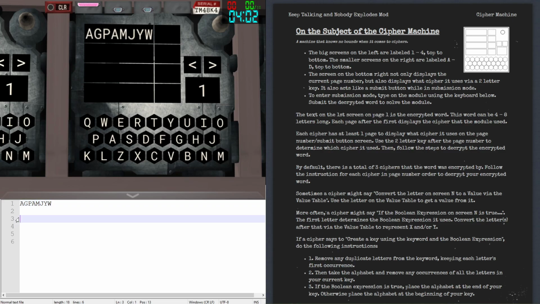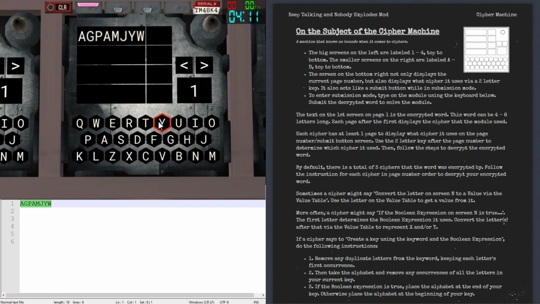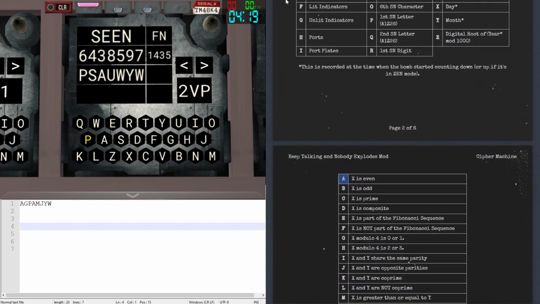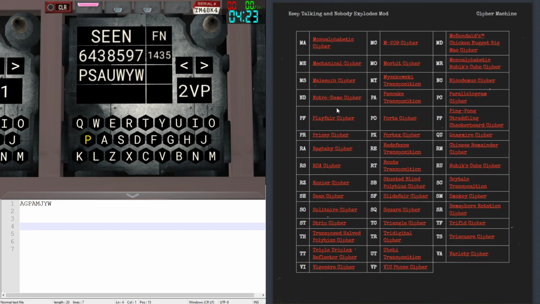AGPAMJYW. The point of this module is to decrypt this encrypted word into a word, and you're going to submit that into the module. We need to decrypt it using the ciphers on the next page. Starting with this cipher, we have to identify what cipher we're looking at here. To do that, we're going to find the two-letter code, which is VP, which references the Vic phone cipher.